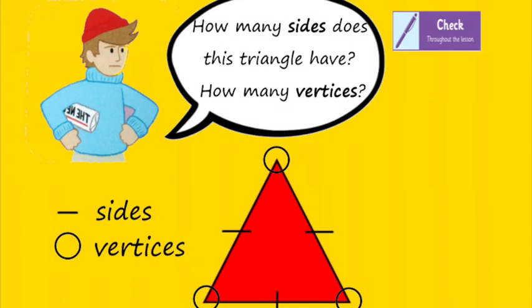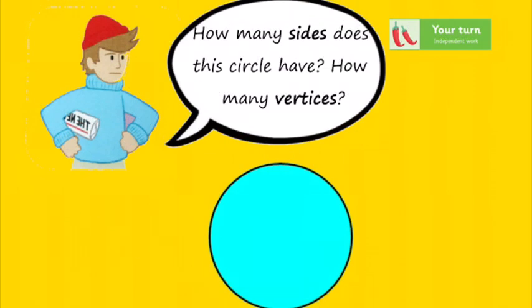Welcome back. I've marked the sides with a straight line and the vertices with a circle. You can see from our checkboard that the triangle has 3 sides and 3 vertices. Did you count them correctly? Well done. Here's another your turn. Tom is asking, how many sides does this circle have? How many vertices? Once again, pause the video and have a go. Come back in a moment for a check.